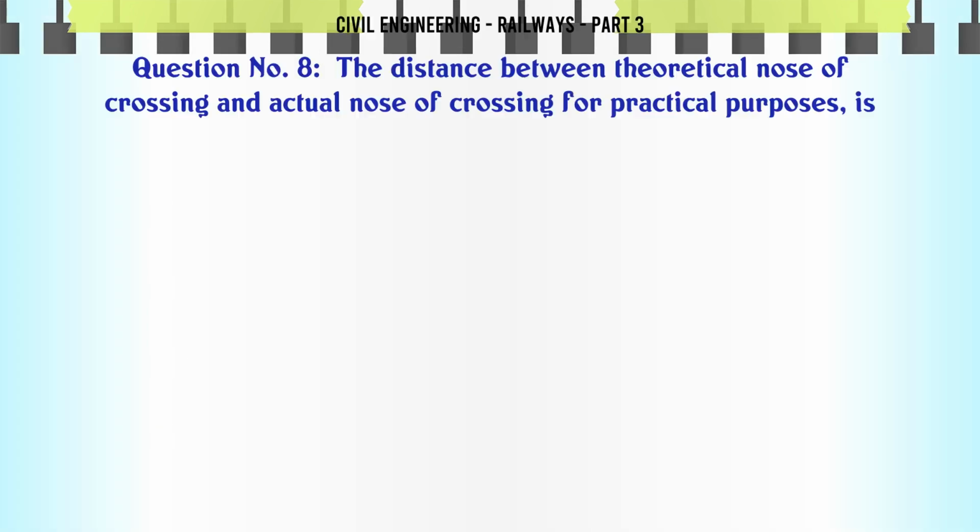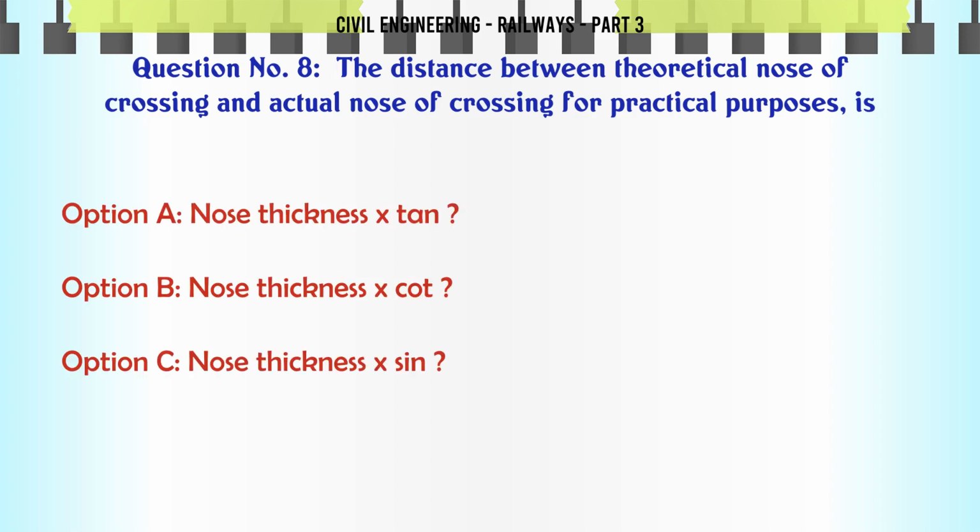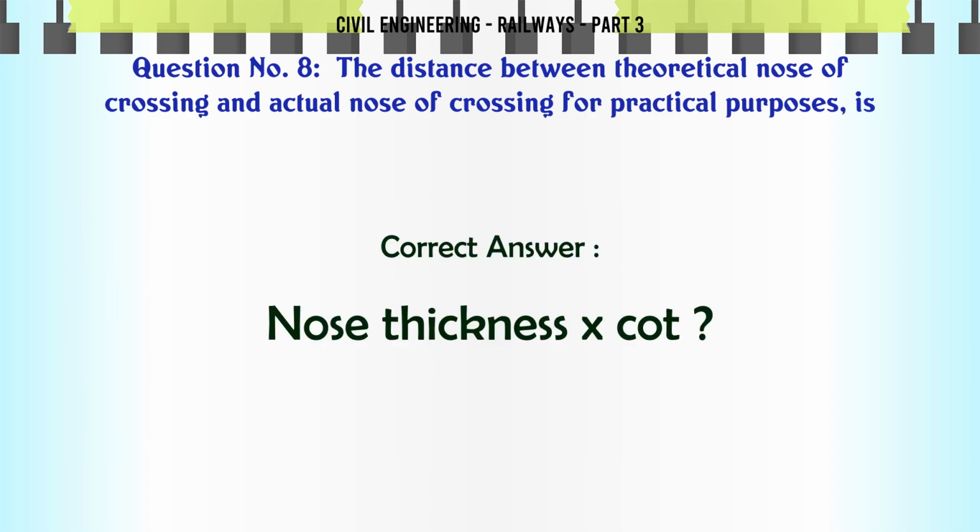The distance between theoretical nose of crossing and actual nose of crossing for practical purposes is A, nose thickness x tan, B, nose thickness x cot, C, nose thickness x sin, D, nose thickness x cos. The correct answer is nose thickness x cot.